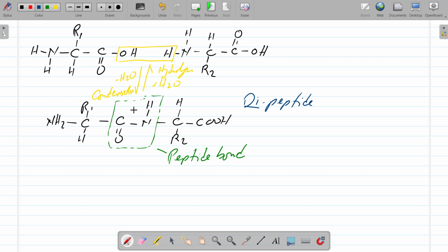Di meaning you've got two of these guys, right? So if the number of units is greater than or equal to 3, then that would be called a polypeptide, right? But you don't generally have a dipeptide going around, or something as short as 3 to 10. Normally what you have are long chains of anywhere between 100 to thousands of amino acids long.